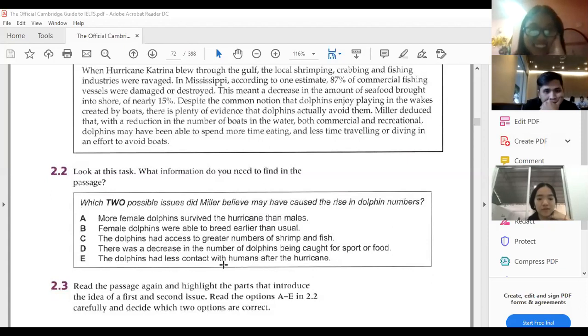Okay, so E is the answer. Not because it's the only one left. It's because it explains it is a paraphrase meaning of reduction of number of boat and in the water, right? Yes, very good. So it's the paraphrase structure of paraphrase. What belief. So it's B and E.